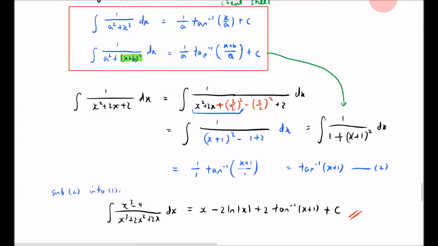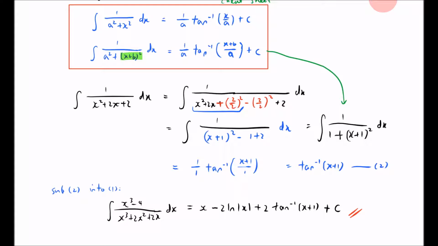Next we'll do the next example, the last example for integration. The last example I will continue in the next video.